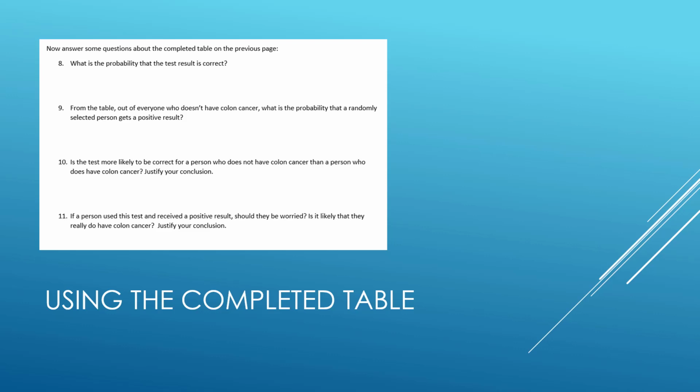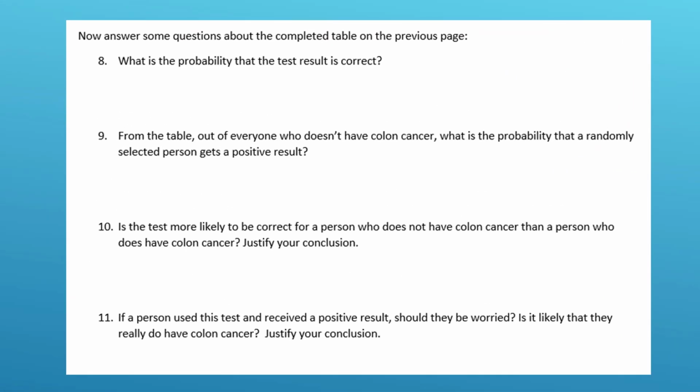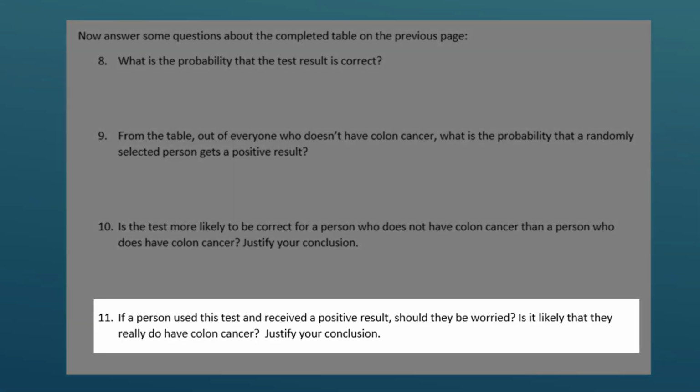So now that we have the completed table, you'll notice the questions that are being asked do allow students to look at the table and find certain probabilities, but there's also some of those conditional pieces coming back in. So we know some of the probabilities going one direction, like 13% of those who don't have colon cancer receiving a positive. So we have these conditions coming on. Now we're going to go back and kind of switch that around.